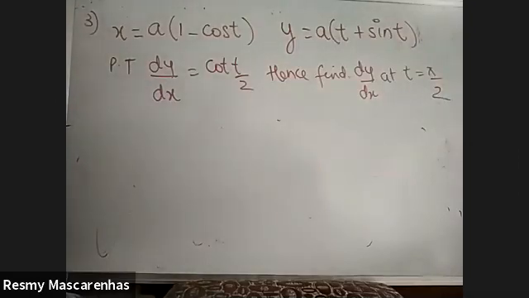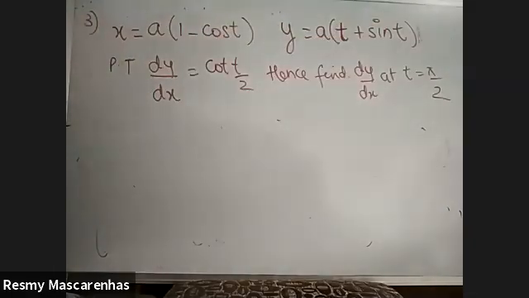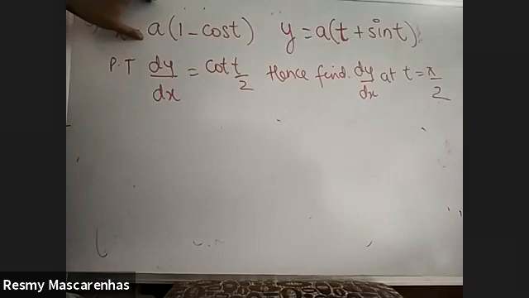Okay, x is equal to a into (1 minus cos t), y is a into (t plus sin t), and then you have to prove it is equal to cot(t by 2). Don't worry about this, just focus on finding dx upon dt and dy upon dt.